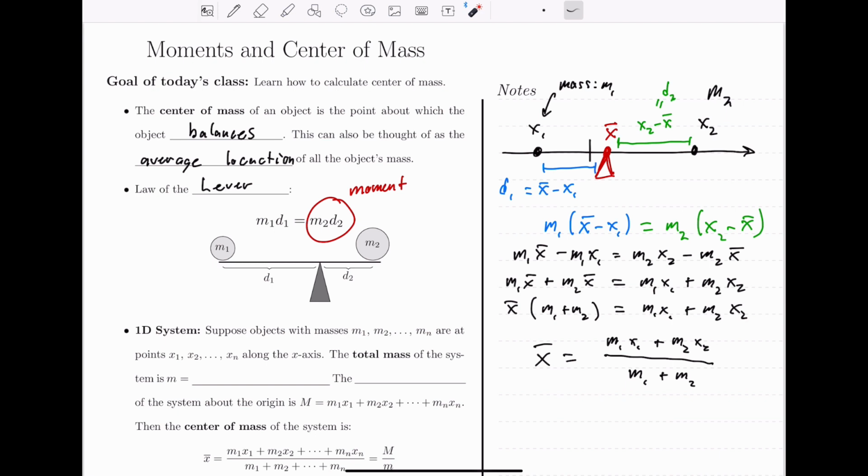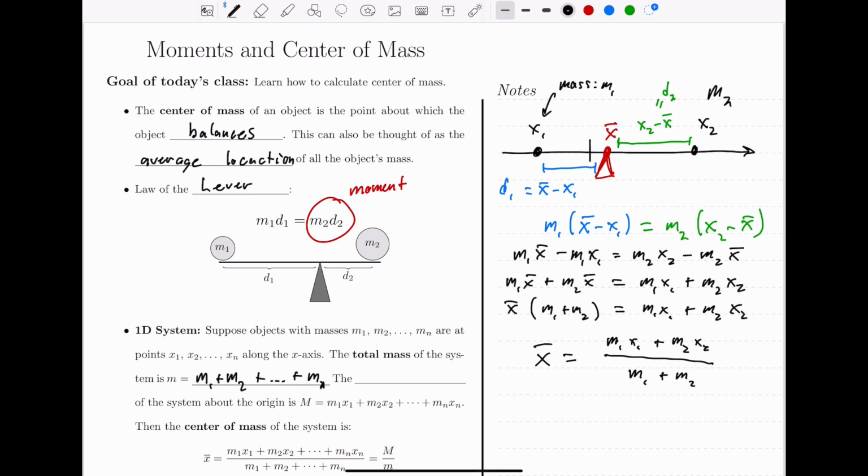We can generalize this. Let's suppose that we have several objects. Let's suppose that we have n objects, and their masses are given here, m1 through mn, and they are at points x1 through xn along the x-axis. The total mass of this system is just the sum of all the individual masses. So the total mass we'll call small m. It is m1 plus m2, etc.